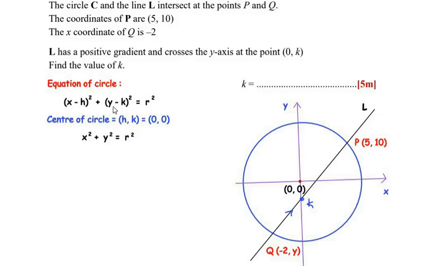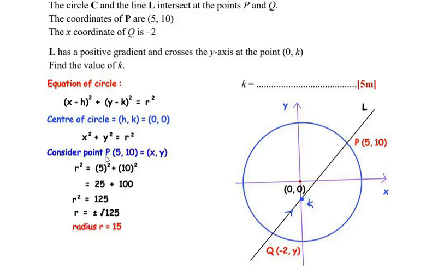Now x and y represent the coordinates of a point on the circle. You can take the coordinates of P or Q. Since we do not know the y coordinate of Q, the better option is to take the coordinates of point P to find the radius. So consider the point P (5, 10), and let us take x as 5 and y as 10. So r squared will be equal to 5 squared plus 10 squared. 5 squared is 25 plus 10 squared is 100. So we get r squared is equal to 25 plus 100.